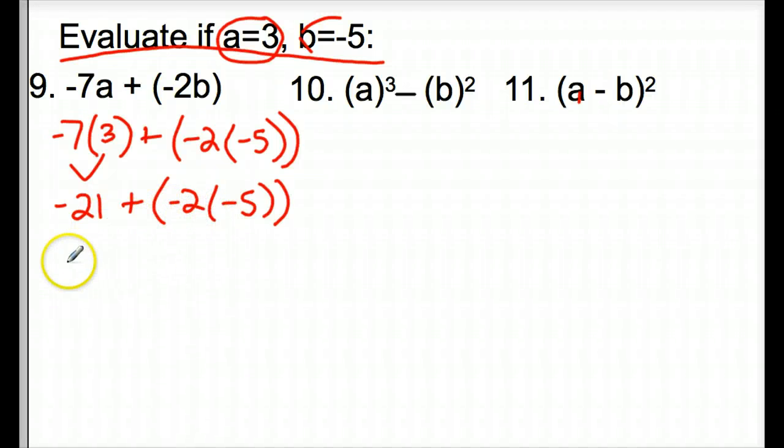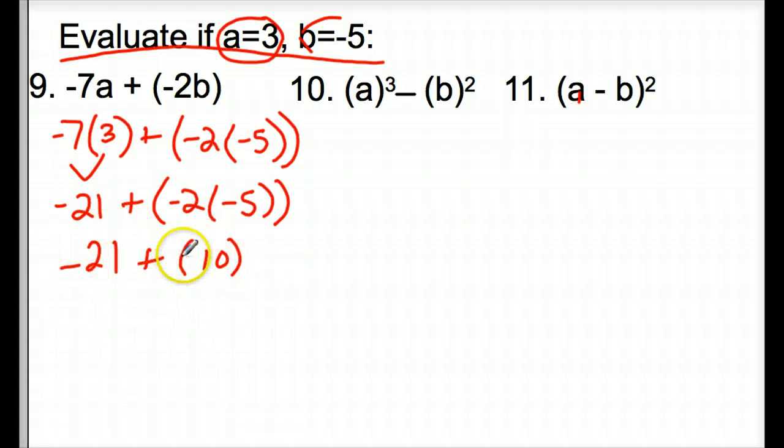So our next step is this. We have negative 21 plus negative 2 times negative 5, which is going to give us a positive 10. Then we just add these. What's negative 21 plus a positive 10? Well, that's going to leave us with negative 11 as our final answer.